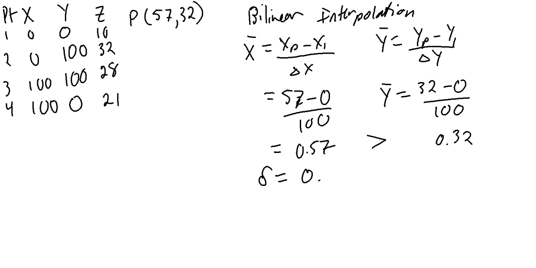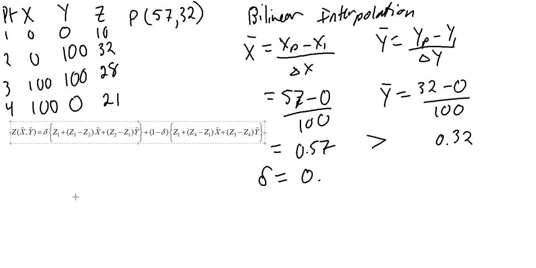So then we come to our formula. So the big formula for our, I wonder if I can paste it in here. There we go. There's our bilinear equation from the PowerPoint. So now we can take a look and put this in. So we have our delta, which equals 0. So we don't even have to look at this part. We can look at this part here because we know which quadrant of the grid that we are in.